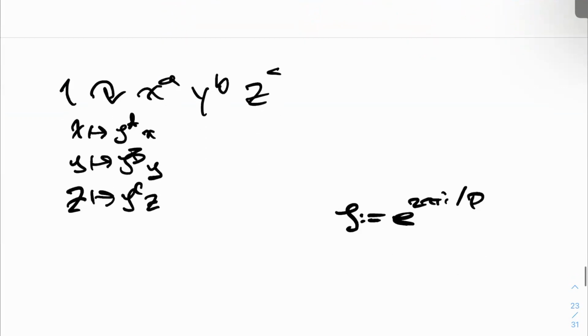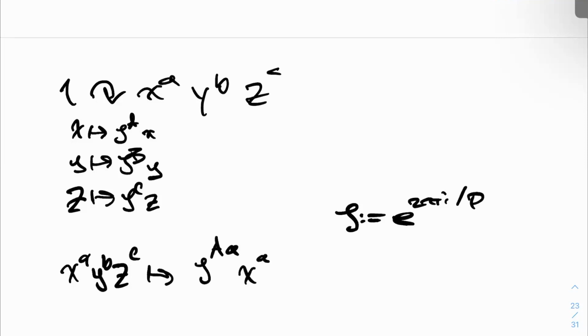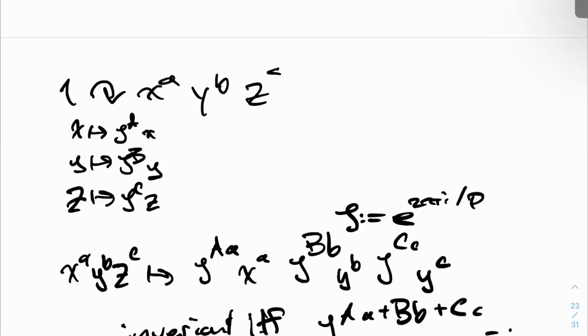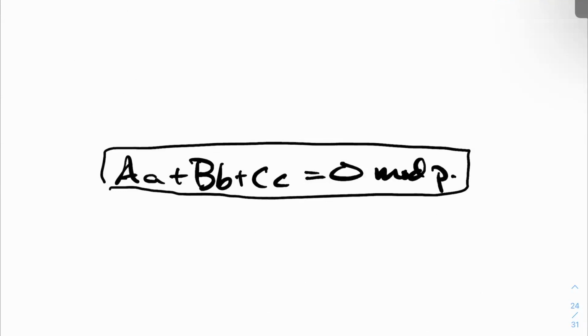So what happens to X to the A, Y to the B, Z to the C? It gets sent to zeta to the a times A, X to the A, zeta to the b times B, Y to the B, zeta to the c times C, Z to the C. So this is invariant if and only if zeta to the aA plus bB plus cC equals 1, which is the same thing as saying that the exponent is 0 mod P. So the condition on a monomial that says that it is invariant is this linear equation mod P.